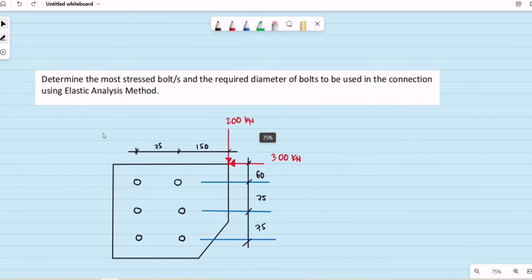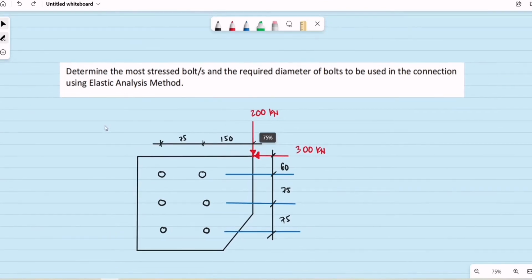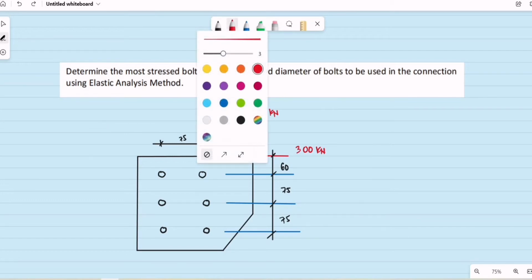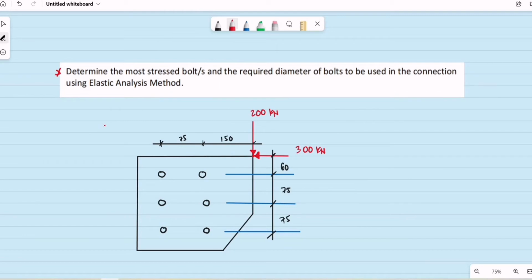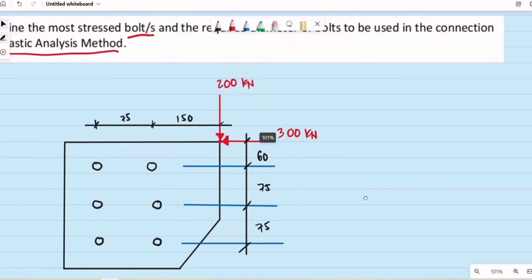Okay, good day. So let's have another example for the design and analysis of a bolted connection. But this time we have eccentric loading and we are to use the elastic analysis method. For this example, determine the most stressed bolt or bolts and the required diameter of bolts to be used in the connection using the elastic analysis method. So this is our connection.